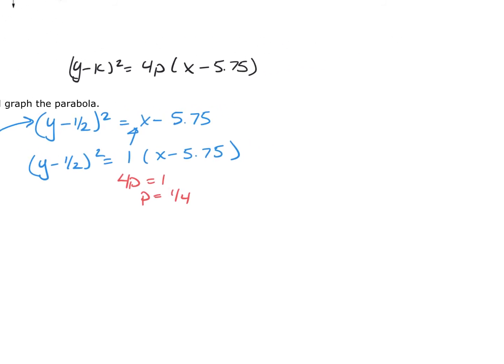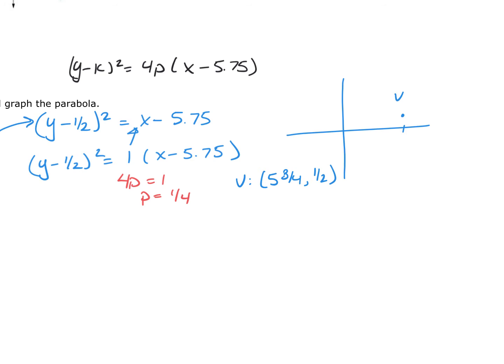Now my y is squared, my p is positive, so that means I'm going to be oriented opening to the right. My vertex is going to be at the point 5 3/4 and 1/2. So 5 3/4, comma 1/2. So I'm going to go 5 3/4 and comma 1/2. So here's where my vertex is.